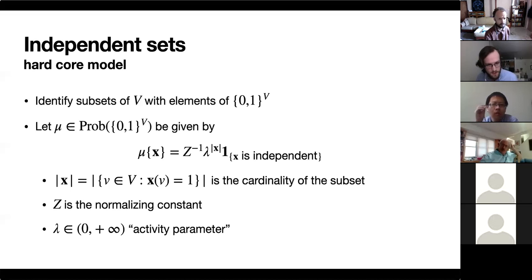So bigger lambda means that this distribution is placing more weight on large sets, right? And actually, if you have a small positive lambda, it's placing more weight on small independent sets. So if we're looking for large independent sets, since those are the hard ones to find, then we want to look at large lambda.